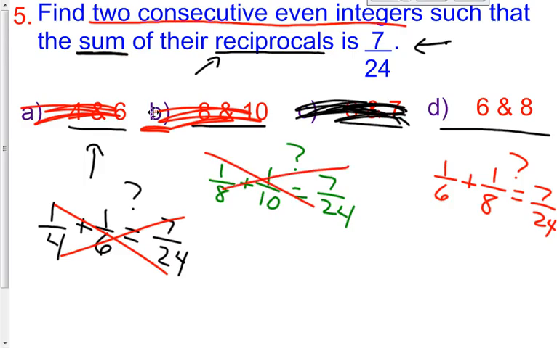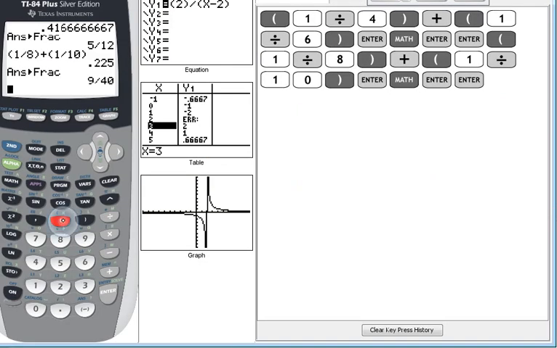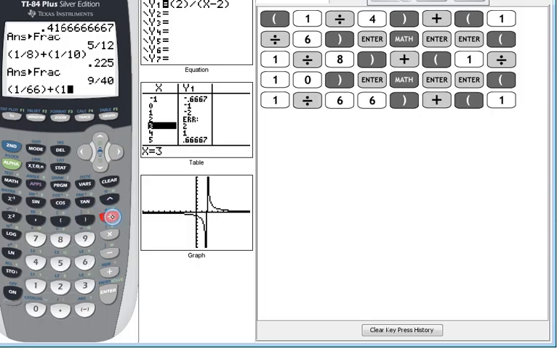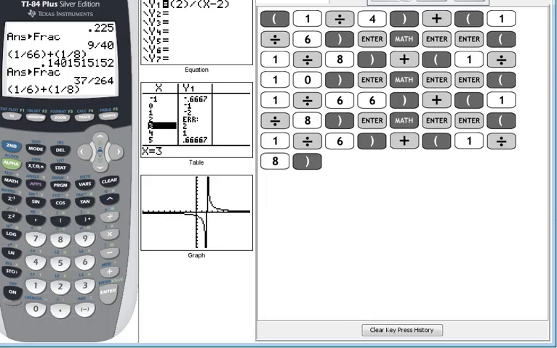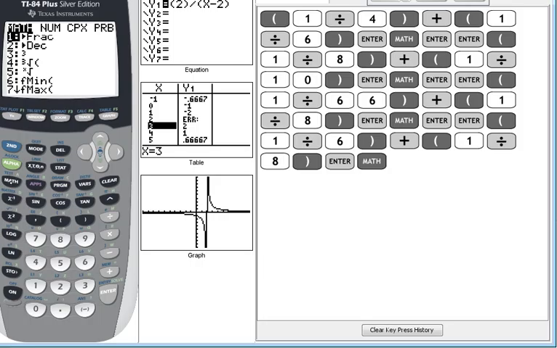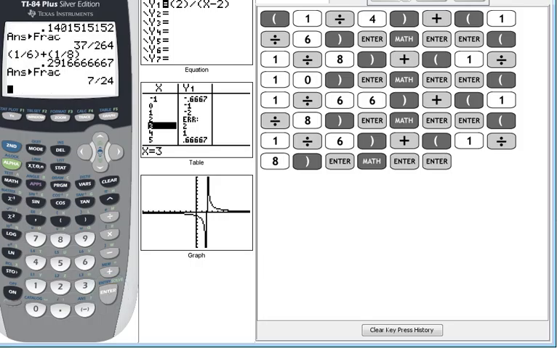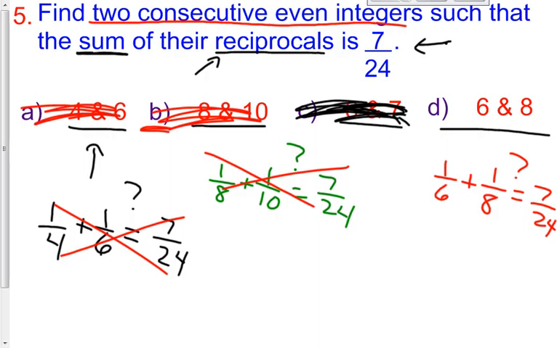1/6 plus 1/8. And do I have a winner? Oh, I put 1/66. Okay, let's try this again. 1/6. There we are. Plus 1/8. And now do I have a winner? There we go. 7/24. So we were looking for 7/24. Our answer is letter D.